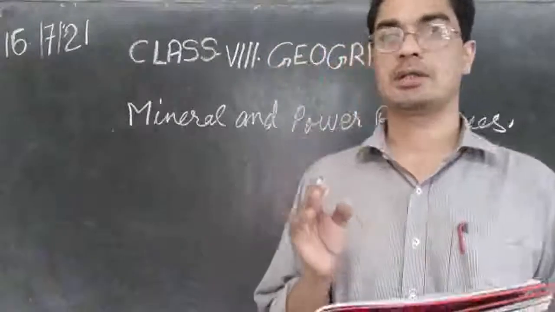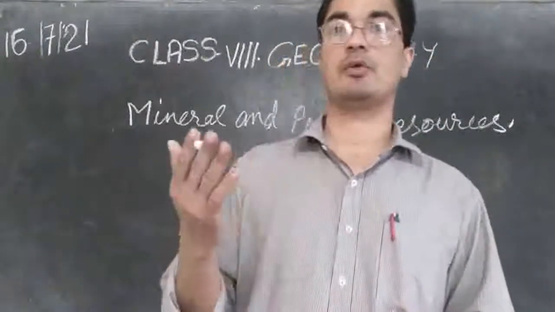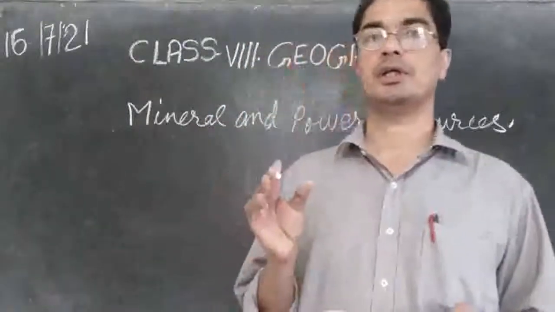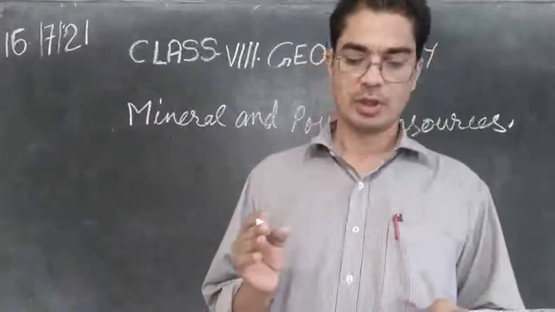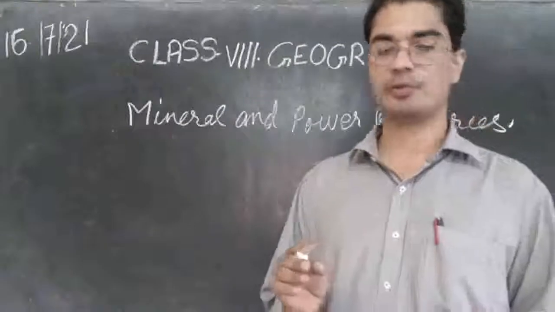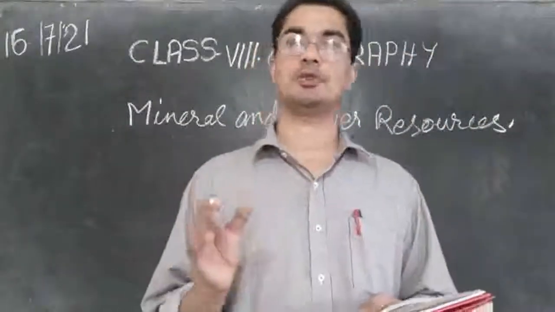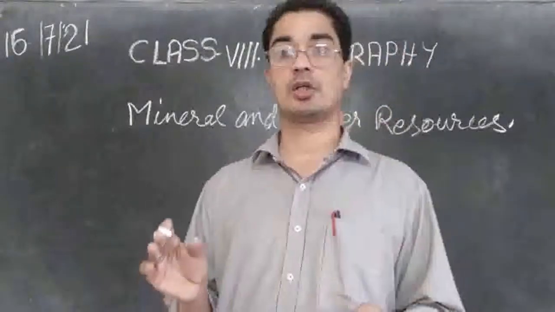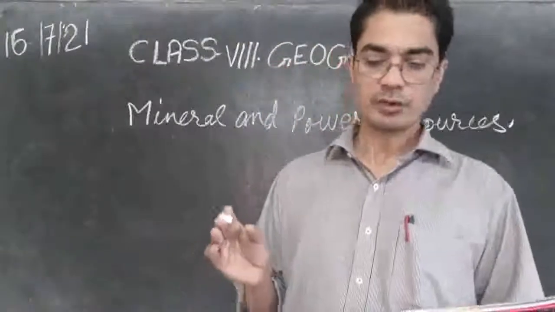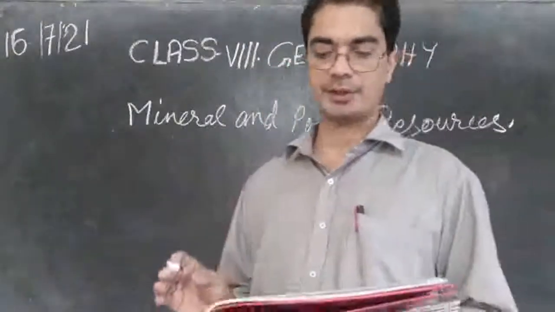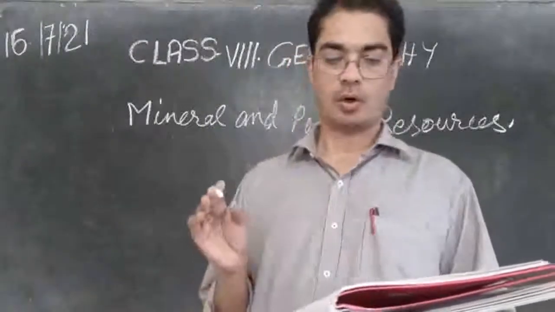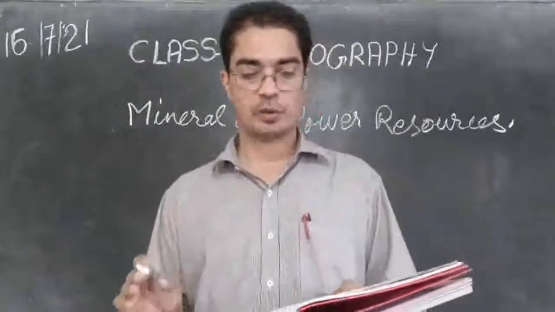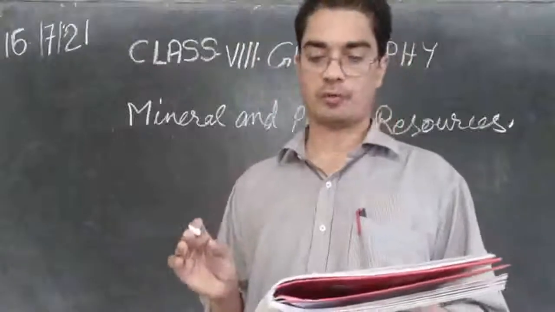So the components are certain chemicals. In chemistry you must be studying all the chemical components. Every mineral will have its own chemical composition. And minerals are not evenly distributed over space. As I said, these minerals are not found everywhere equally. Some places more, some places less. They are not equally distributed. They are concentrated in a particular area or rock formations.